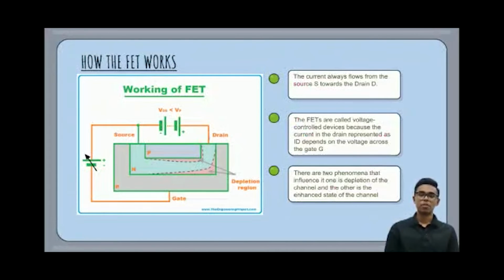On this slide, we look at the working of FET. Here, the current flows from source to drain. Second, FETs are called voltage controlled devices. It is because the current in the drain, symbolized as ID, depends on the voltage across the gate. There are two modes that influence it: one is depletion and the other one is enhancement.